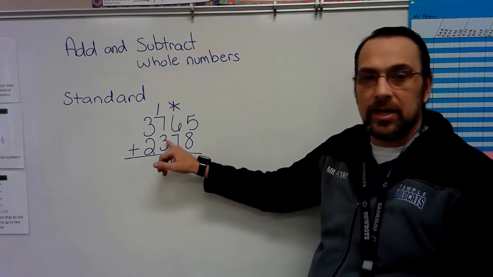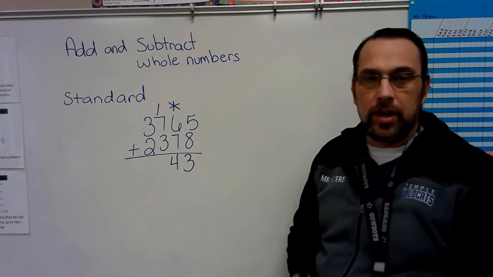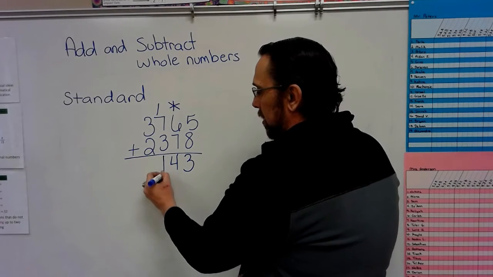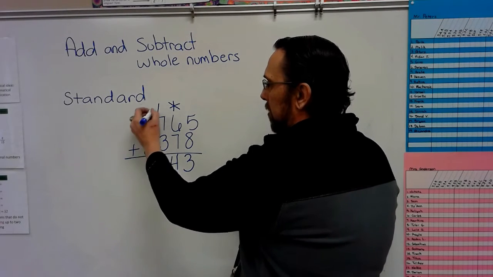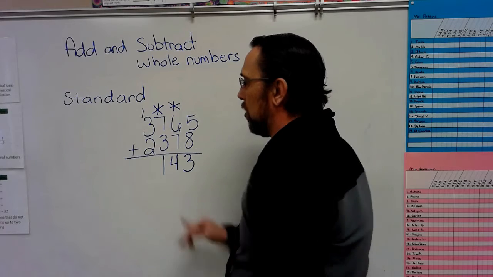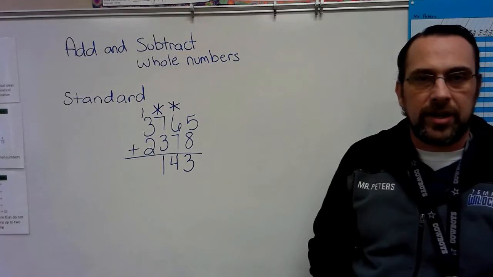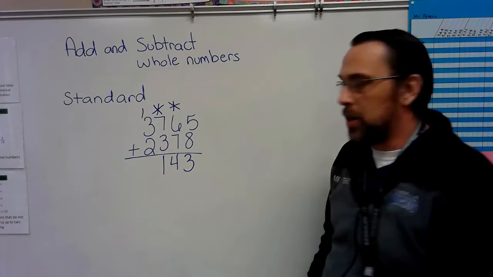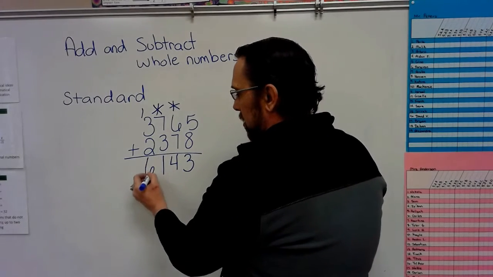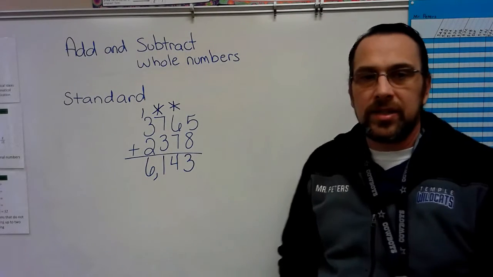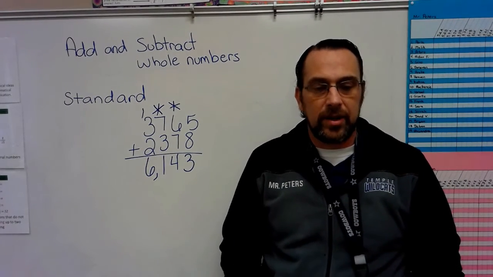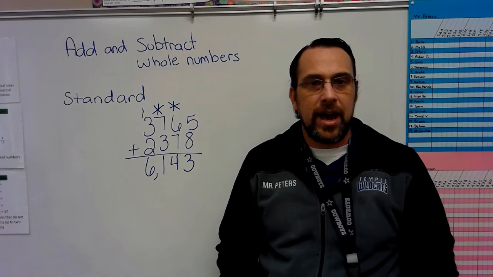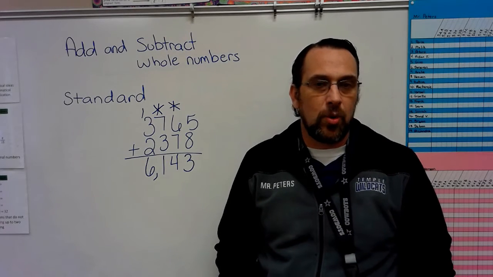7 plus 3 is 10, plus 1 is 11. I put the 1 down, and I'm carrying the 1,000 over into the thousands place value. 3 plus 2 is 5, plus 1 is 6. And this is how you complete the standard algorithm or the standard method. Now let's take a look at the expanded algorithm or the expanded method.